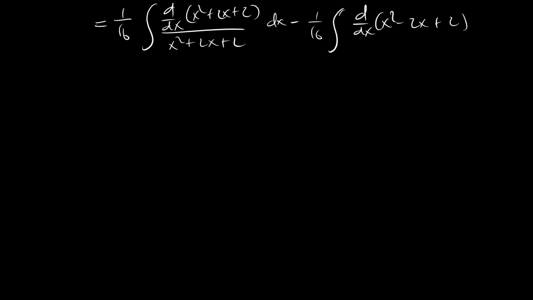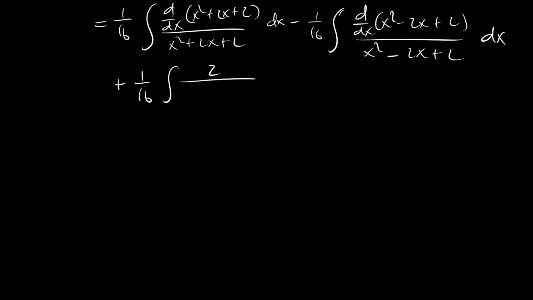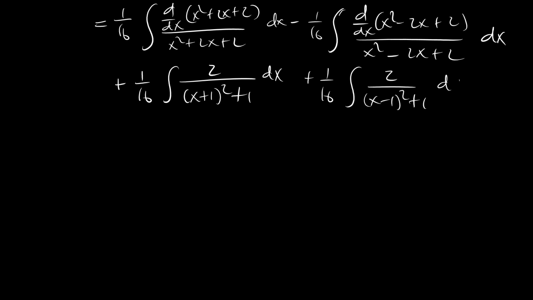Two x plus 2 over x squared plus 2 minus, keep on forgetting that, plus 1 over 16, 2 over x plus 1 squared plus 1, plus 1 over 16, 2 over x minus 1 squared plus 1.